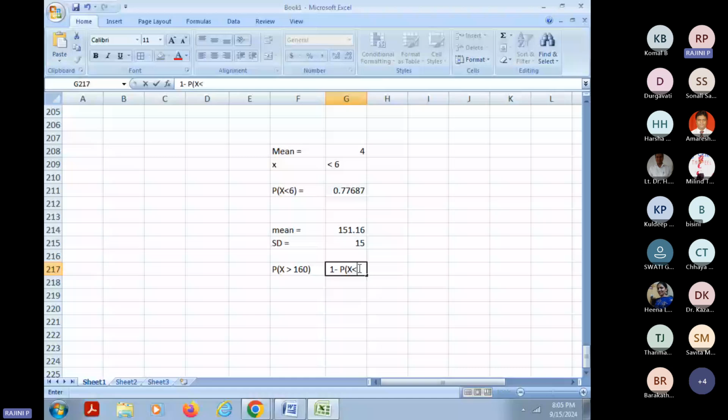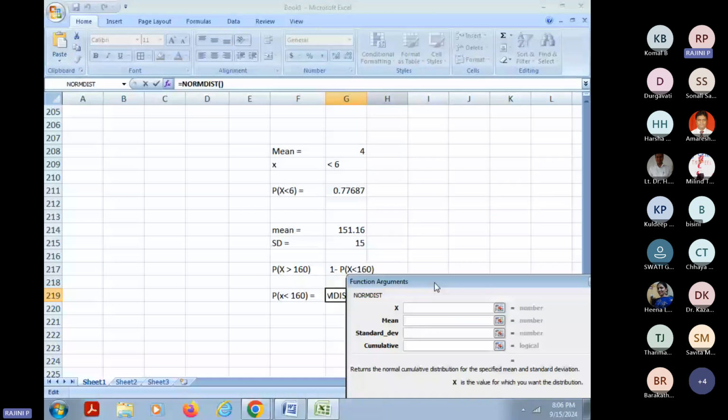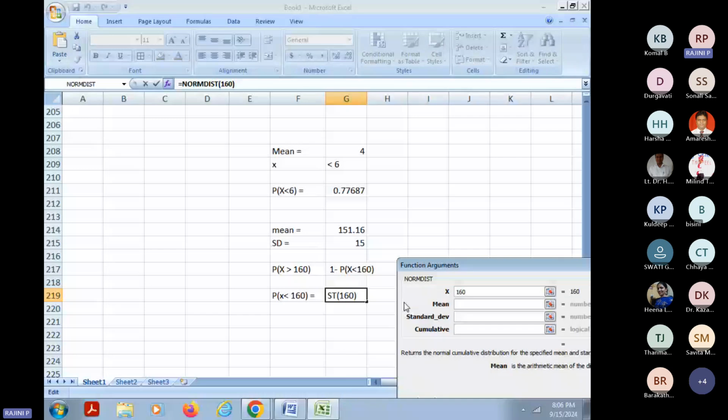First calculate probability of x less than 160. How can we do that? Just go to the function normal, click on n. So you can see norm dist. It is asking what is the x value? Okay, x, what I need? 160. And then mean is equal to how much? 151.16 and standard deviation is 15. Cumulative we require less than, so write true. Then okay, you'll be getting the value.